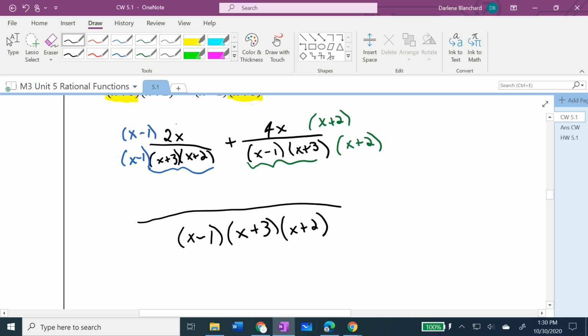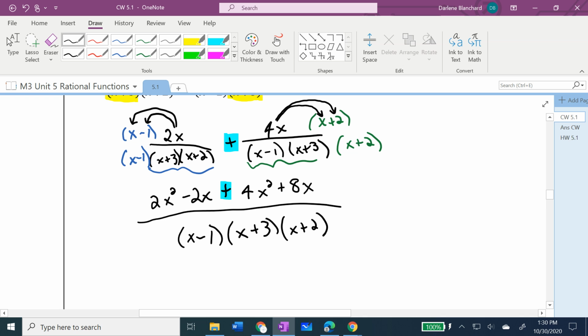So I have a 2x times x minus 1, and I need to distribute the multiplication over that subtraction. So that's going to give me 2x squared minus 2x. And then the big plus sign. And the 4x needs to distribute over the addition that got brought in. So 4x times x gives me 4x squared. And then 4x times 2 gives me 8x.